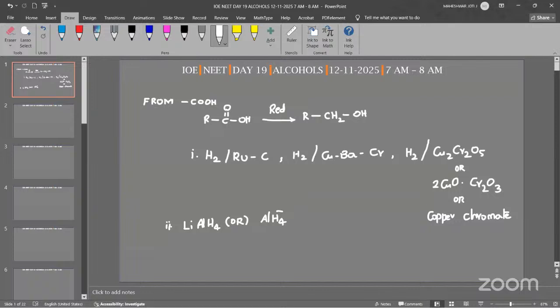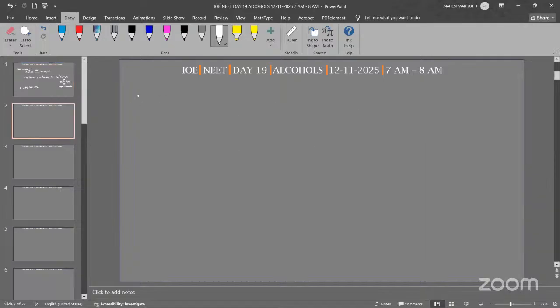So these reagents are sufficient. There are some other reagents, but all those reagents are not required, right? So this is about preparation of alcohols from different compounds. Now let us discuss properties. First, let us discuss physical properties.